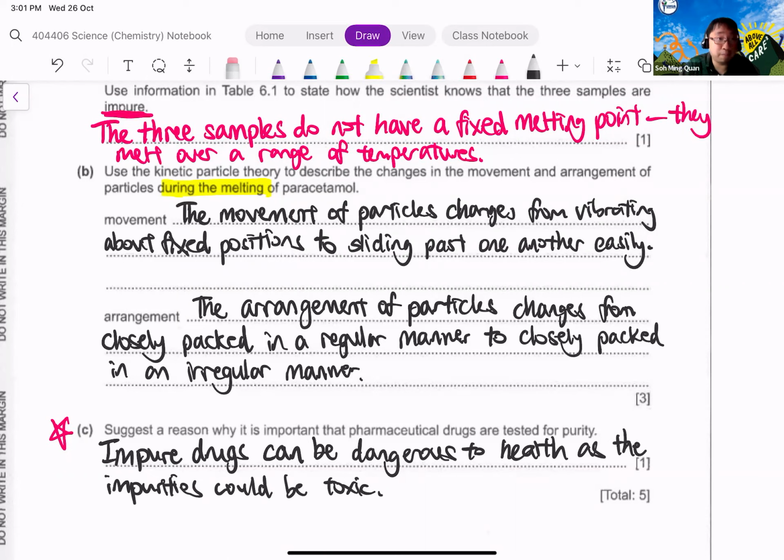So after taking the impure drug, the person might sometimes suffer an adverse allergic reaction. The person may suffer from very severe side effects caused by the impurities, because the impurities may be toxic.